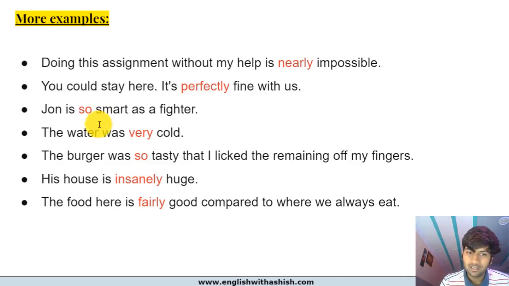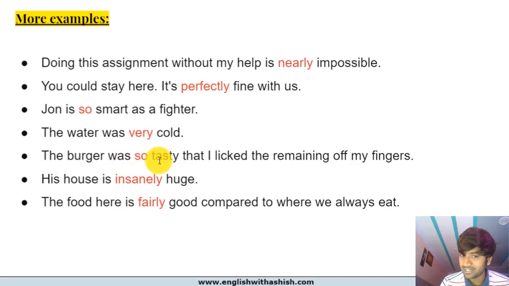Going up. The water is very cold. Cold, adjective. To what degree is it cold? Very cold, right? If something is cold, it could be less cold, medium cold, very cold. So it's very cold, right? Going up, intensifying it positively.